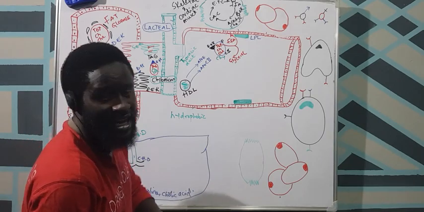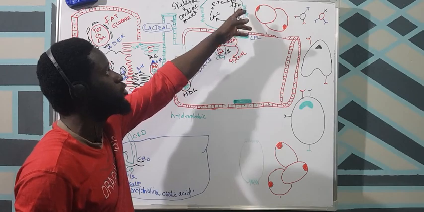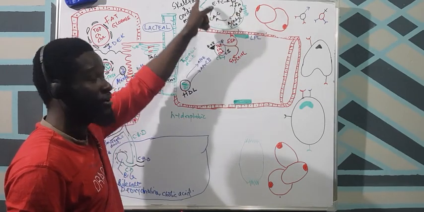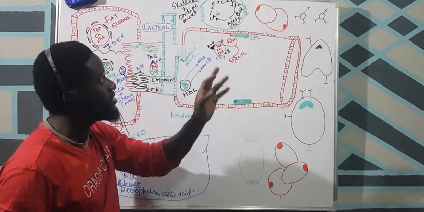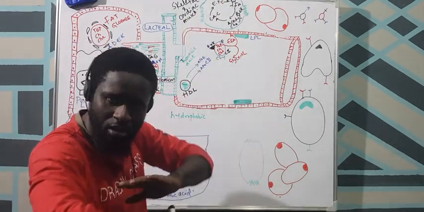So the free fatty acid is being converted to acetyl-CoA through beta oxidation. Acetyl-CoA finds itself going into the citric acid cycle, takes it to the electron transport chain and makes ATP. Beautiful.